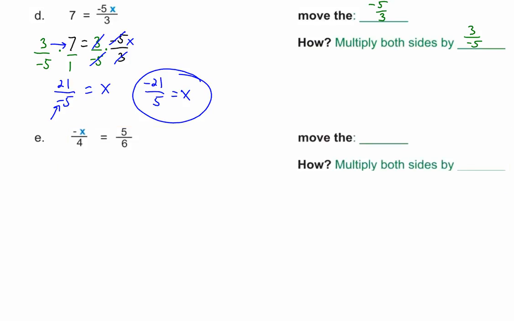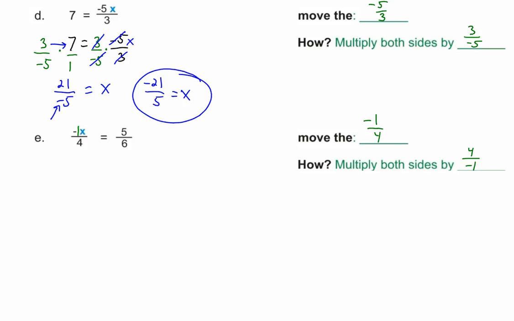All right, here's our last example. So again, you got to be careful here. What are you trying to move? What are you going to move? And I hope you say the negative 1/4. Right? That one's not shown, but we know it's a negative 1x. So we're going to multiply both sides by 4 over negative 1.